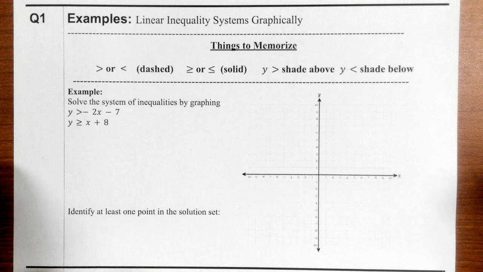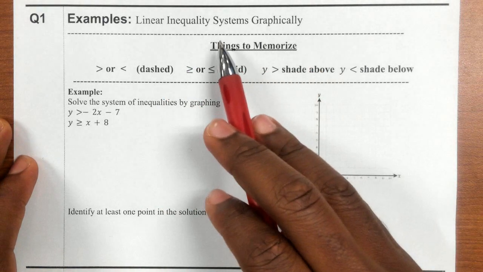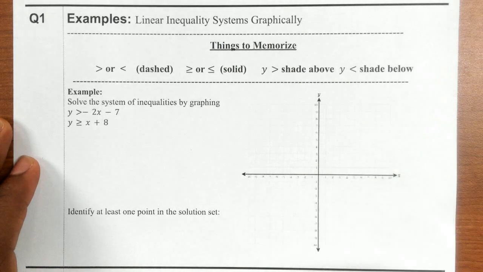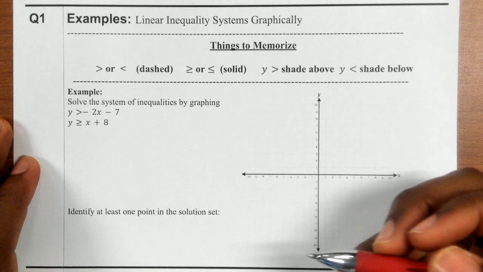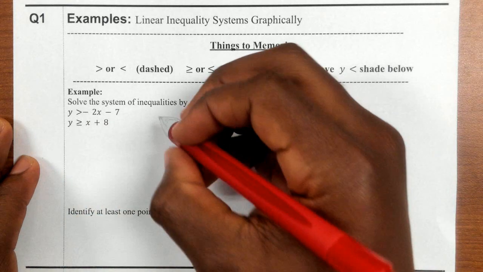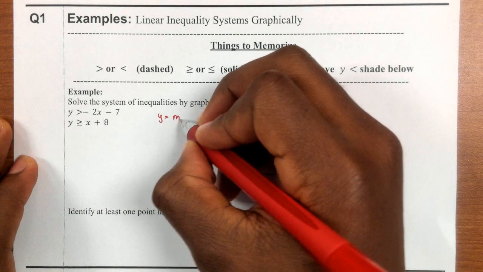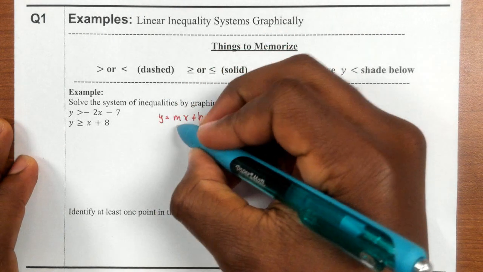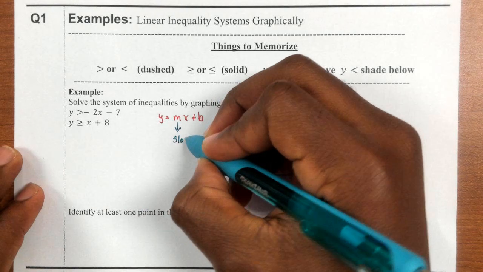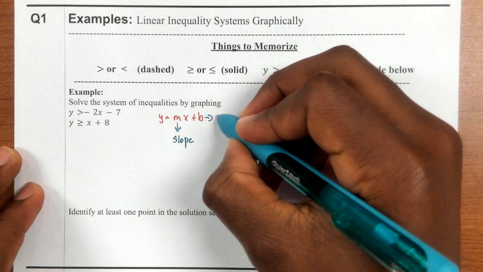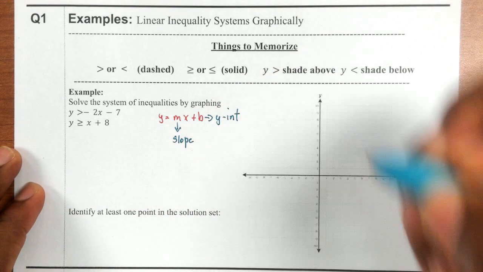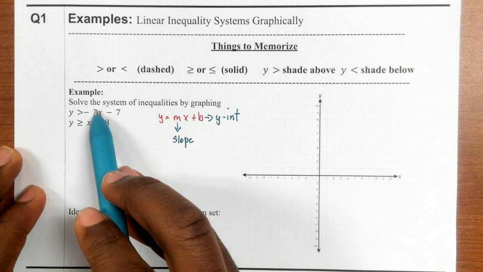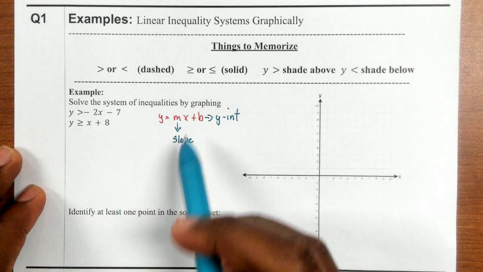Alright guys, question number 1. Question number 1 says that we're going to continue our understanding of linear inequalities when it comes to a system. Whenever you're graphing a system, you need to make sure that your equations are in the form y = mx + b, where m represents the slope and b represents the y-intercept. When I look at both of these equations, both of them are in that form.